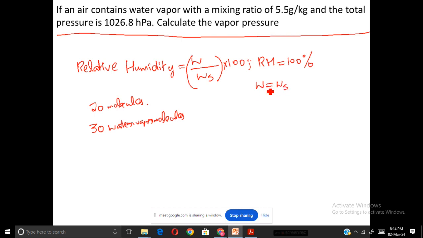Which means the parcel has reached its maximum limit. It can hold this much water vapor, and it has reached that maximum limit. So that is relative humidity. Then we say that the relative humidity of the parcel is 100%. It is completely saturated. Okay.